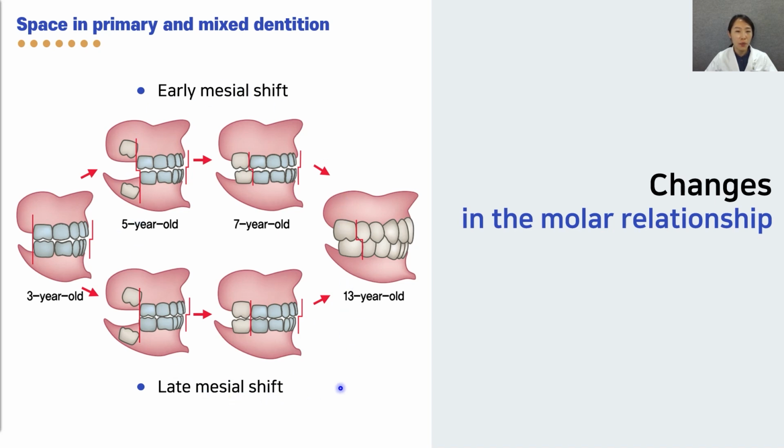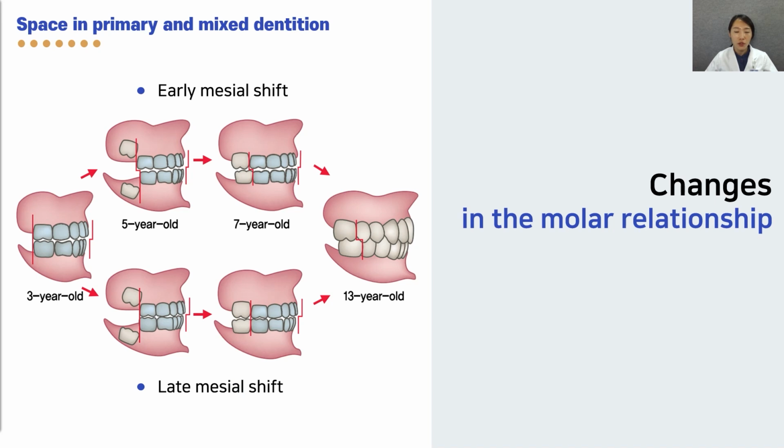First, during permanent molar eruption, the permanent first molar can move mesially by pushing the primary molars to the mesial side and consuming primate space. This type of mesial shift is called early mesial shift. This early mesial shift is not desirable in most cases because it is better to use primate space to improve the anterior alignment. The second type of mesial shift is late mesial shift.